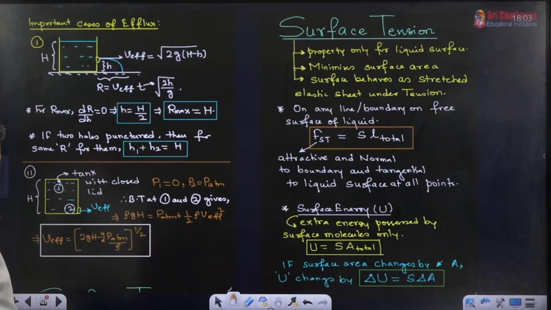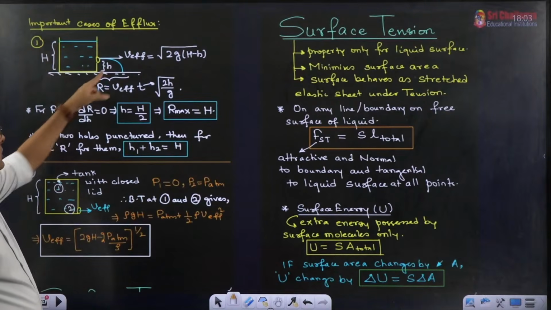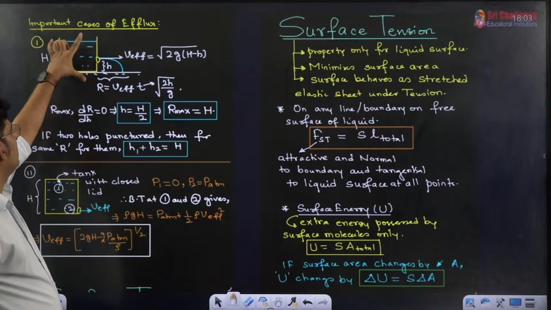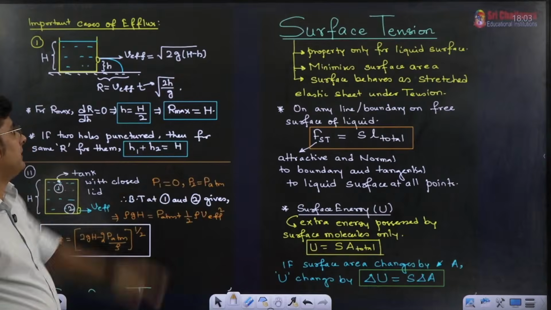Next, we have important cases of efflux. Suppose you puncture a hole at a small height h, and the total height is capital H. So efflux speed will depend only on the height above the hole. How much is the height? This will be capital H minus small h. So you can see efflux speed is root 2g capital H minus small h.